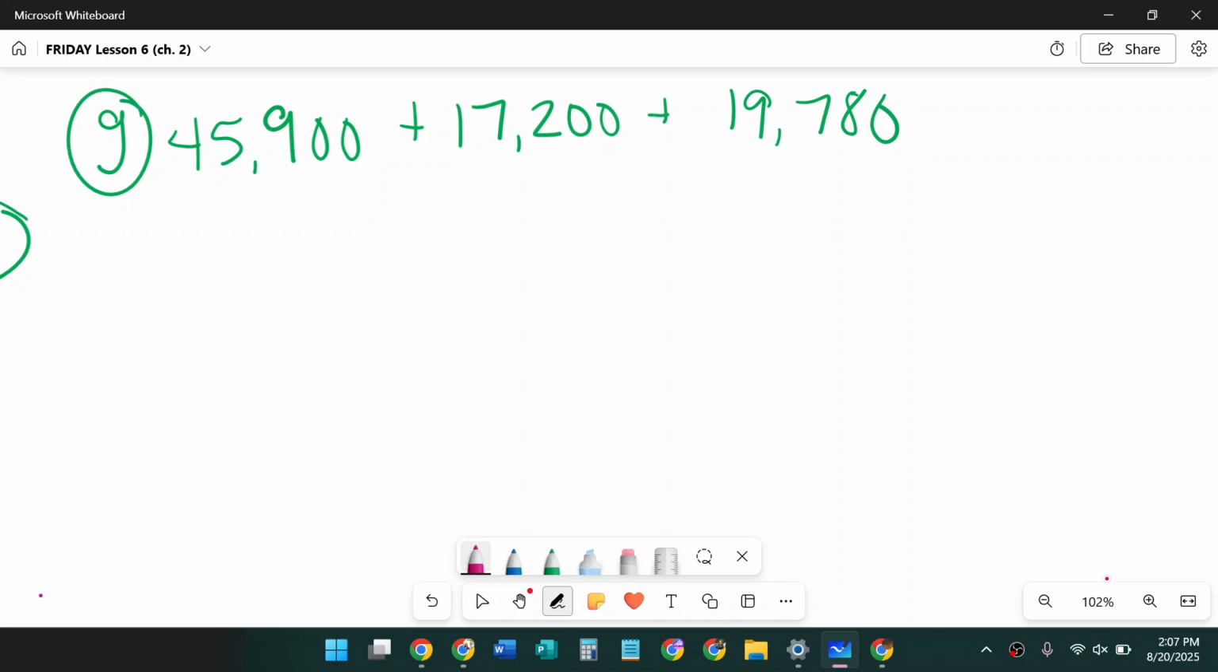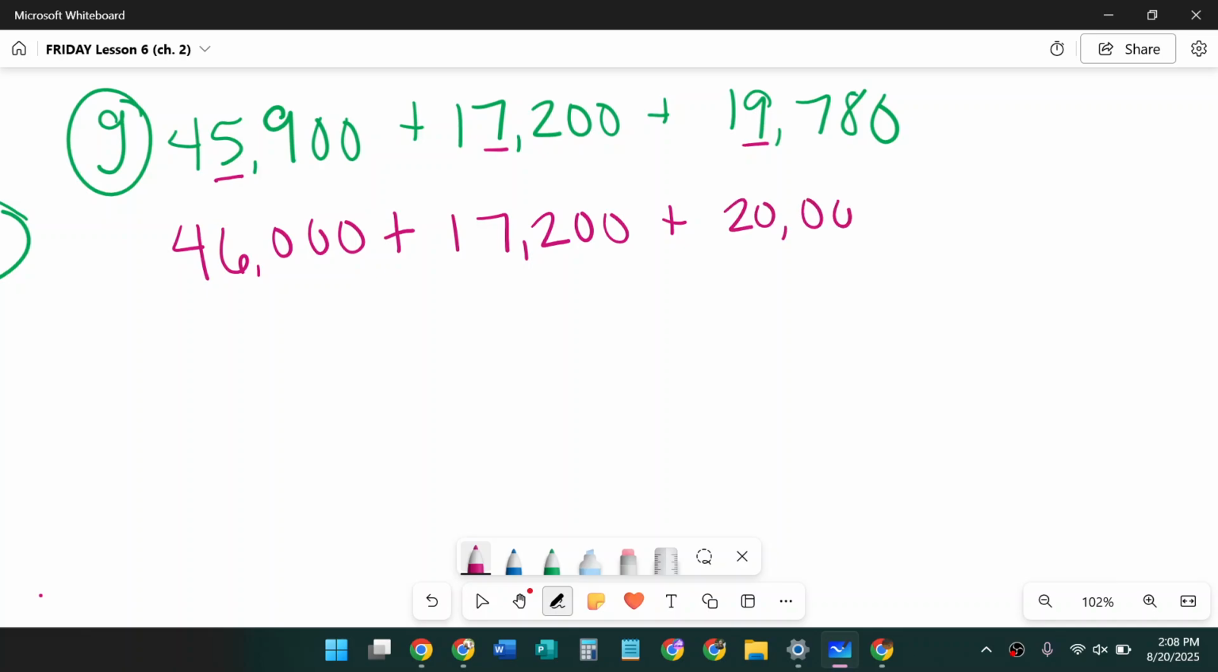Future self. All right, so let's round these to the nearest 1,000. So I'm rounding to the nearest 1,000. I'm going to underline this so we can remember what I'm rounding to. Oh, the 7 is going to bump this up, so this turns into 20,000.